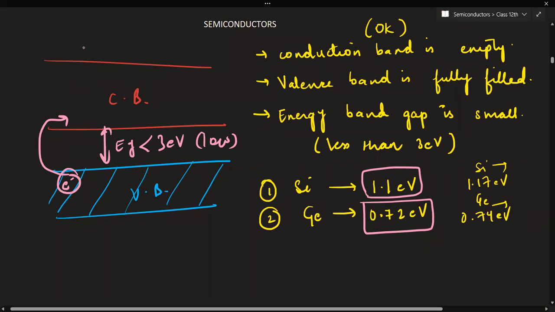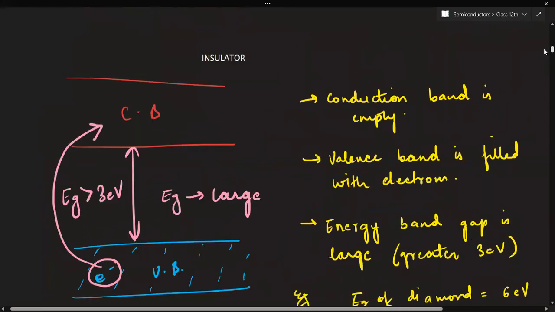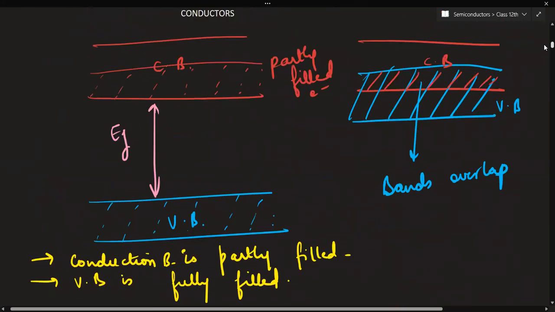Now you can differentiate. Class, listen carefully, otherwise I'll ask you questions. In the case of conductors, the conduction band and valence band were either touching or partly overlapping each other. Secondly, in conductors, the conduction band had electrons, partly filled. In insulators and semiconductors, the conduction band is not filled.